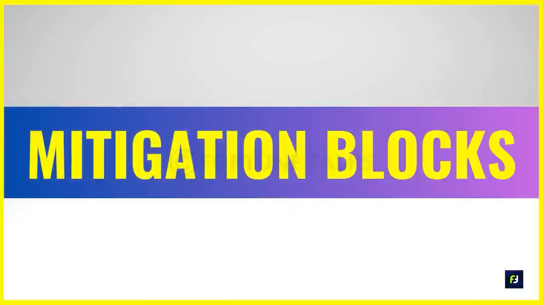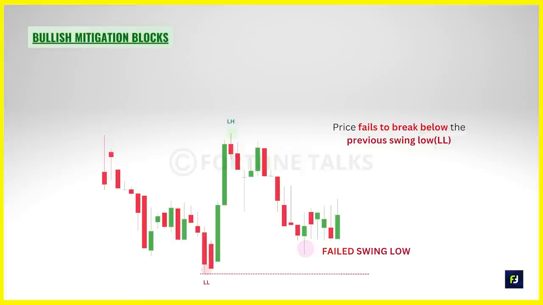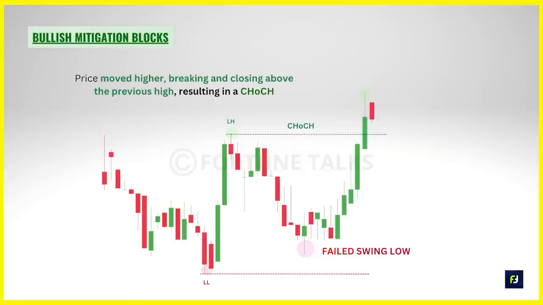Now, let's quickly dive into mitigation blocks. We will begin with a bullish mitigation block. So first, we need to look for a swing high and a swing low. Then mark these points. Now the price moves down but it fails to break below the low. It is unable to take out the liquidity below the low. The price moves higher swiftly, breaking through the high and closing above the high, resulting in a market structure shift.